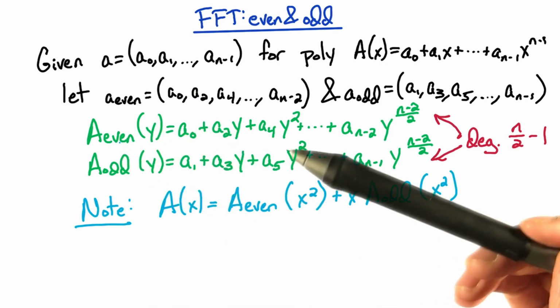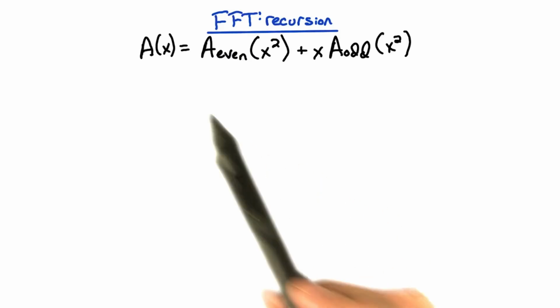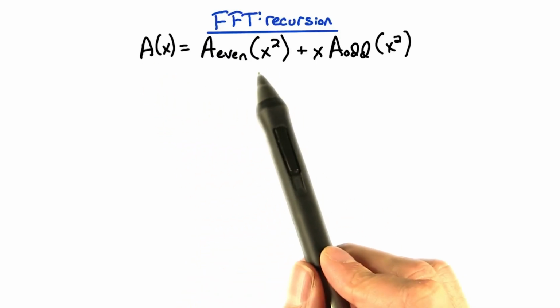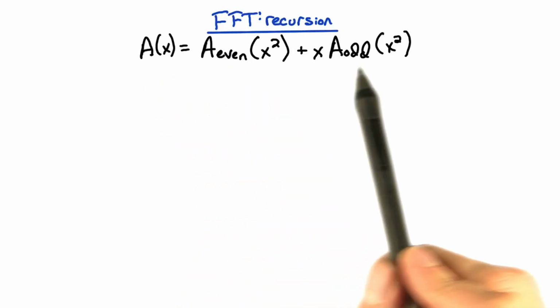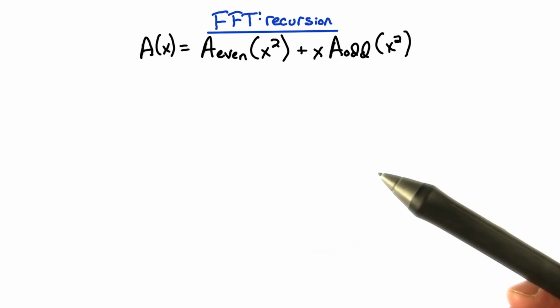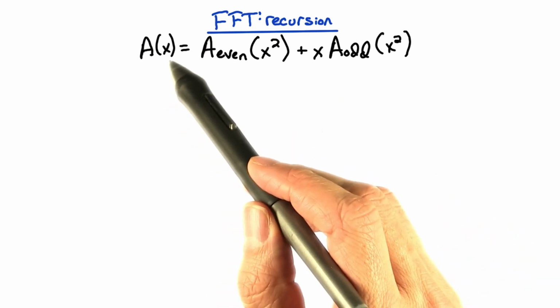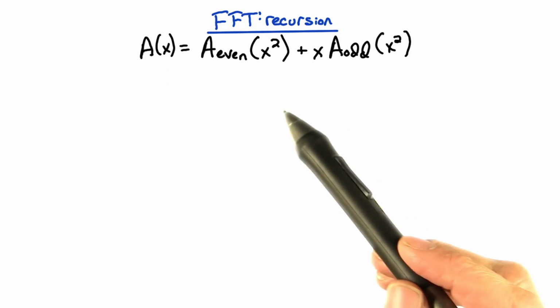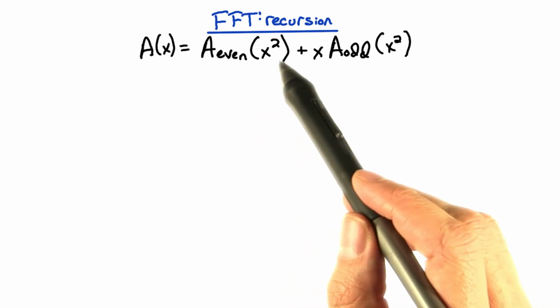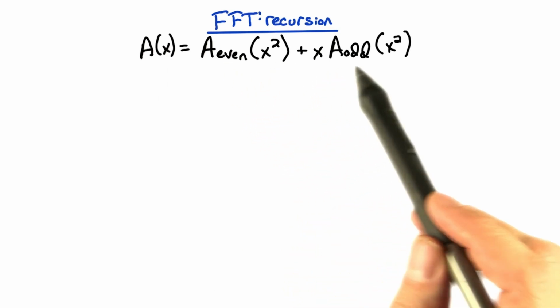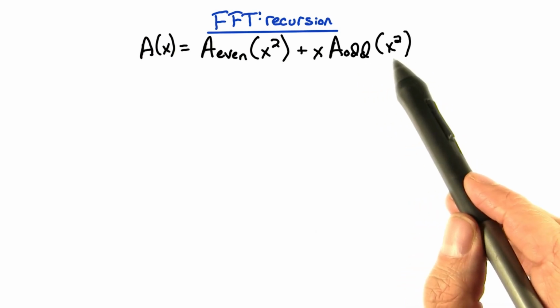This is where we're going to use the plus-minus property. Given this polynomial A(x), we've defined this pair of polynomials, A even and A odd. They satisfy the following identity: A evaluated at the point x is equal to A even evaluated at the point x squared plus x times A odd evaluated at the point x squared.